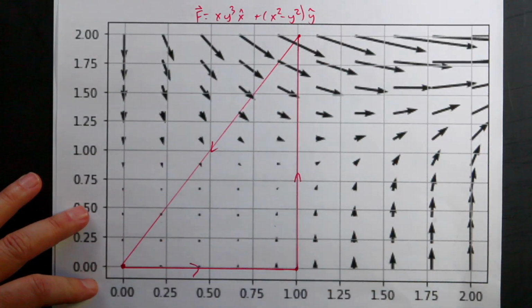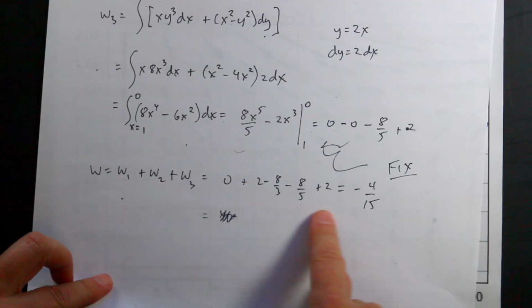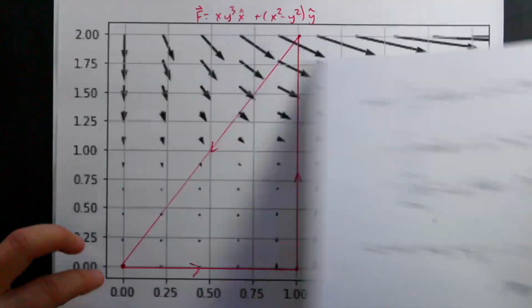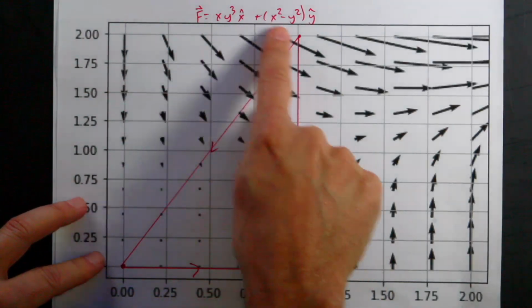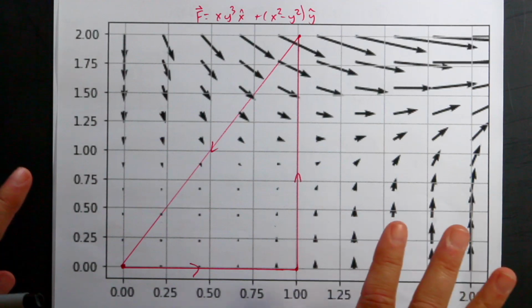And like I said, I did this. Here's the part of it. I did the work along that path, and I get negative 4/15. And if I do a surface integral of that function on the other page, I get negative 4/15. And so they worked out the same two things.